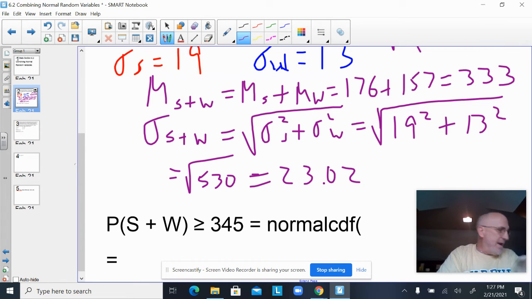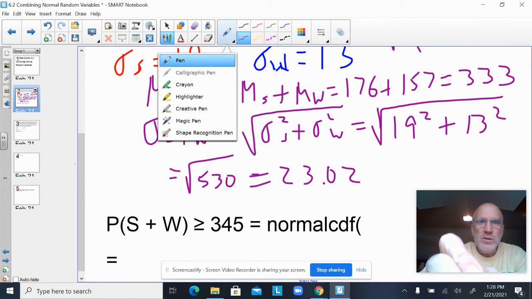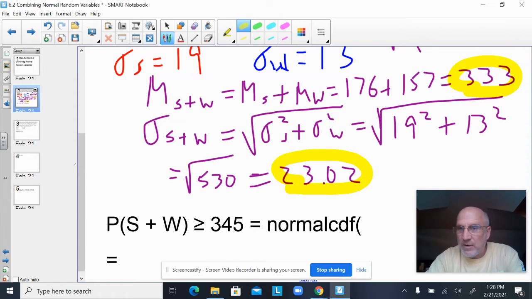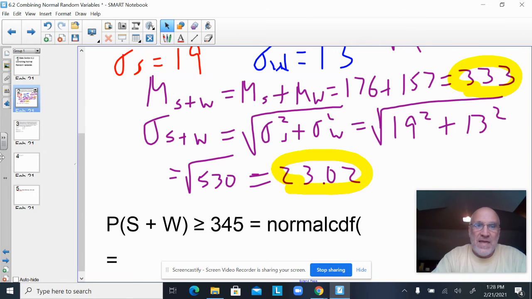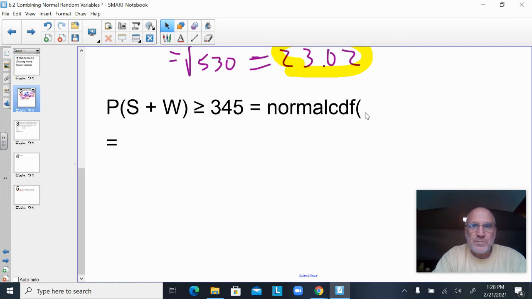So now I have this random variable. It is S plus W, and the mean of S plus W is 333, and the standard deviation is 23.02. So we just found the mean and standard deviation of this random variable S plus W. So now if I want to find the probability that that random variable is greater than or equal to 345, that is just a normal CDF calculation.